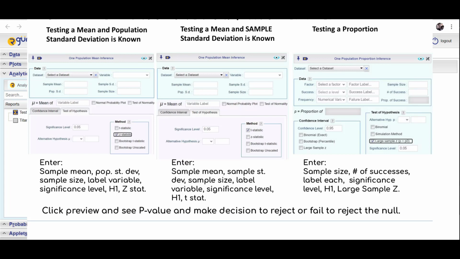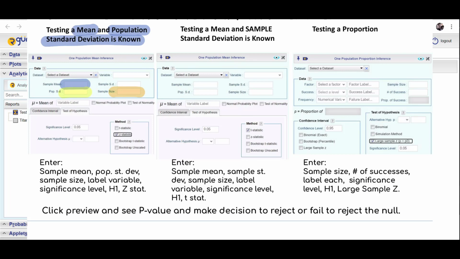So if you're testing a mean, and the population standard deviation is given, it's known, then you are obviously going to choose the mean inference in one population. And if you're testing a data set that you already have, you can choose your data set and your variable. But if not, you're just going to fill in your sample mean, your population standard deviation, and your sample size.